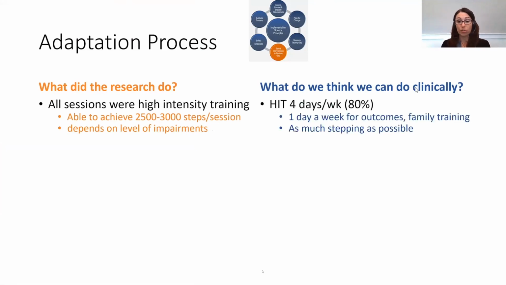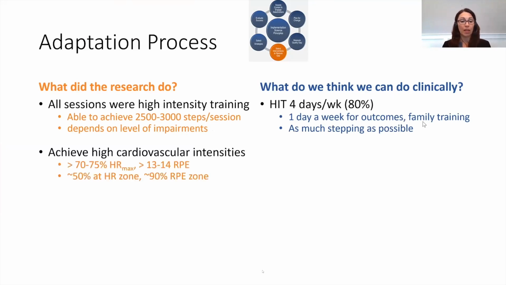So from a clinical perspective, we knew that we couldn't do 100% of the sessions as high-intensity gait training sessions, so we decided to go to 4 days a week, and we wanted to reserve 1 day a week for outcome measurement, data collection, and family training.